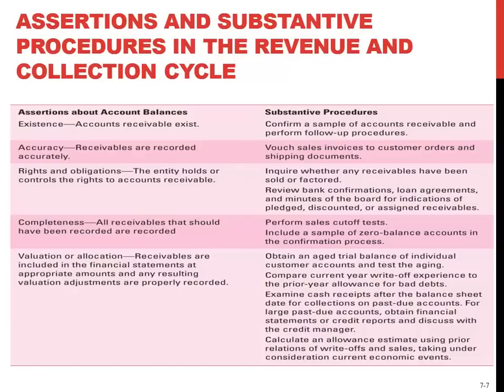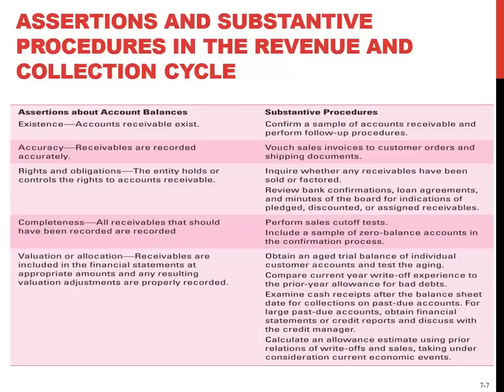You would also see sometimes, by looking at the bank confirmations, when you confirm the bank cash account balances, part of that confirmation asks, are there any loans or liens that the bank has with the company? So then you'd look to see if there's any indication that would suggest that the company has factored accounts receivable. Completeness is all receivables that should be recorded, have been recorded, and when you perform the sales cutoff test, that'll give you information about the completeness of accounts receivable.